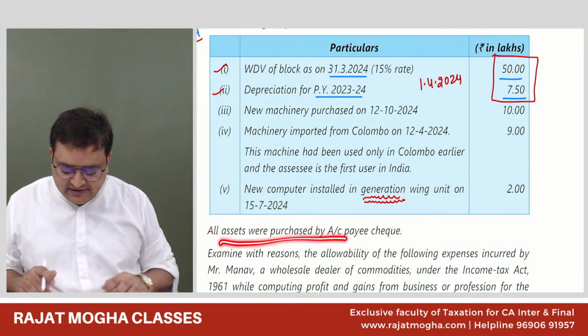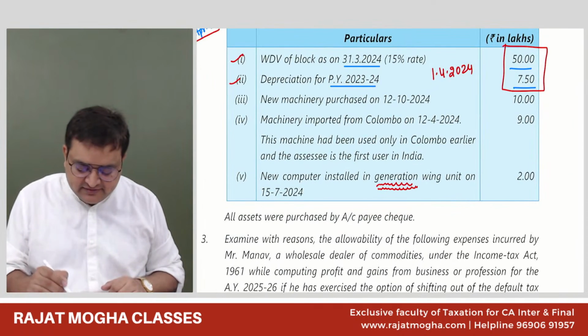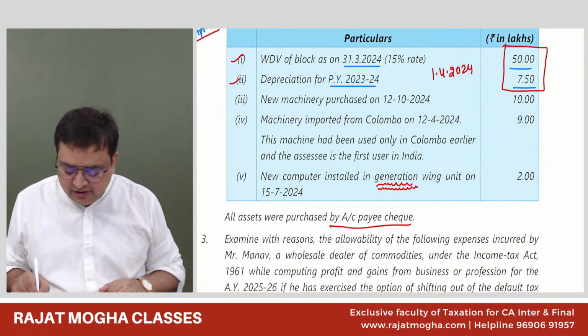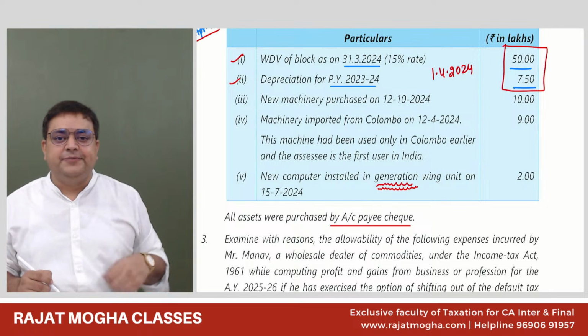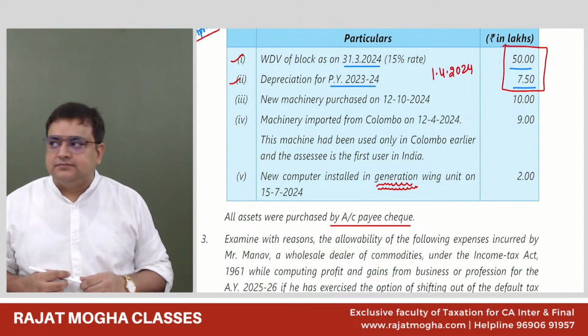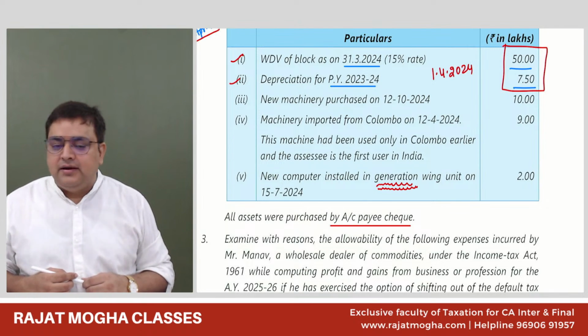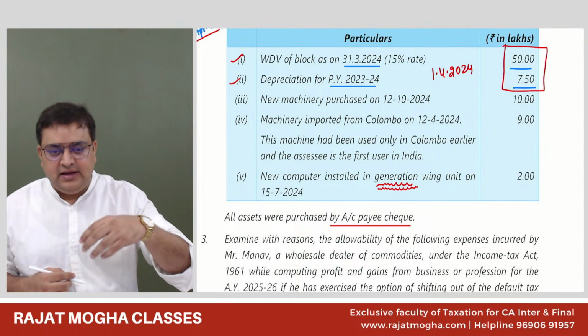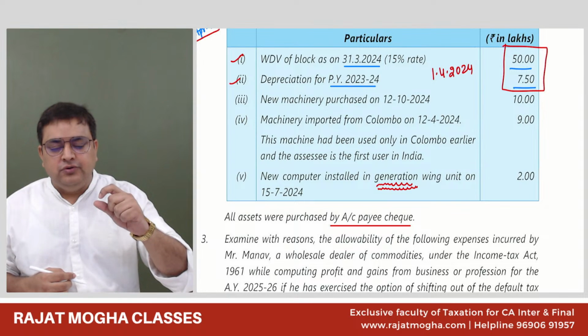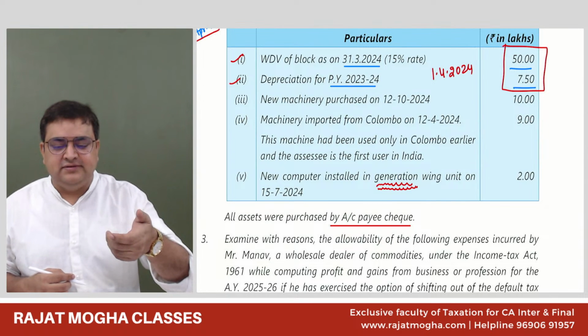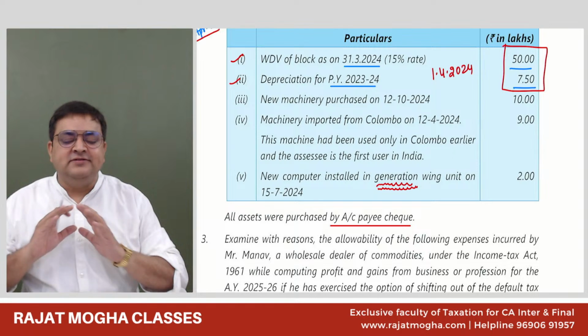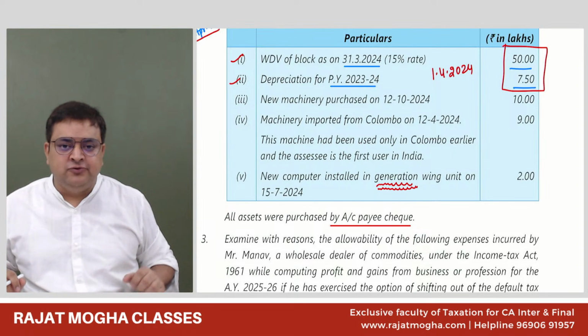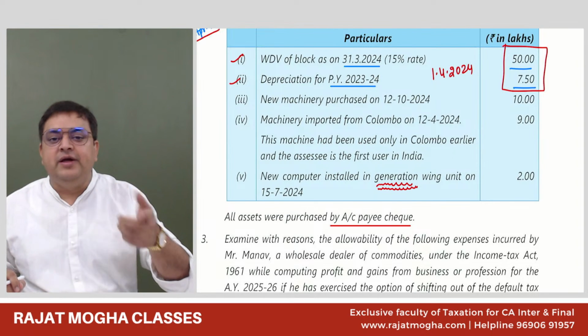All assets were purchased by account payee cheque. Guys, please tell me why they have given this statement. The amount is not exceeding 6,000 in cash. Correct. Because if you purchase any asset in cash and pay more than 10,000 in a single day, we don't consider that as your capital expenditure. So on that value, we don't give you depreciation.